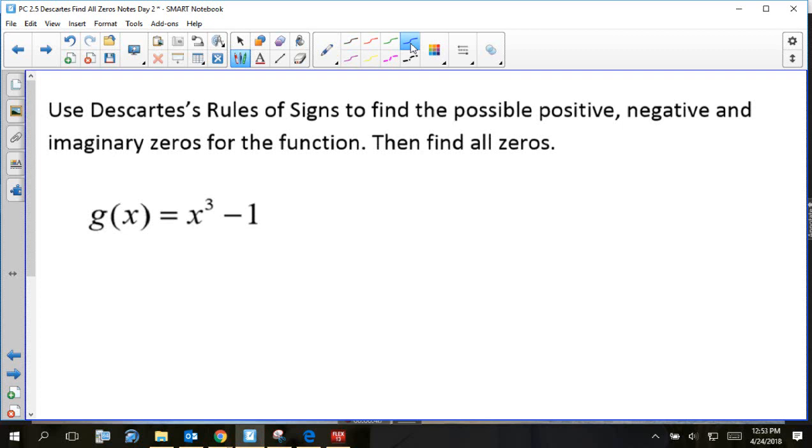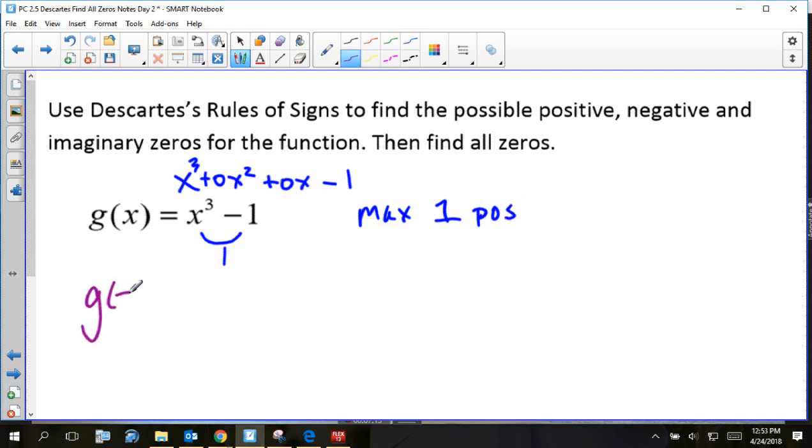Am I missing some term? Yes, x squared and x. Even if I put those terms in, how many sign changes? So we have a max of one positive. So we'll do negative, we're going to do g of negative x. Wherever we see an x, change it to negative x in parentheses. So that gives me negative x cubed minus 1. How many sign changes? So there's no negatives.